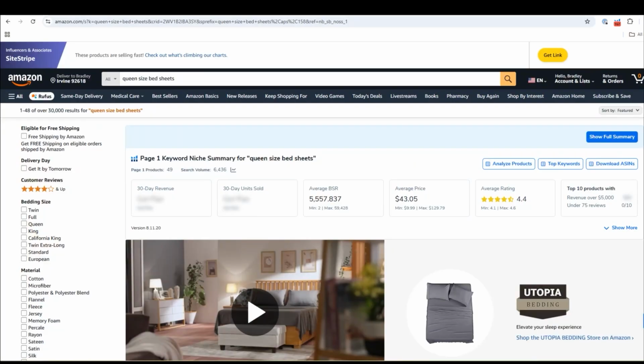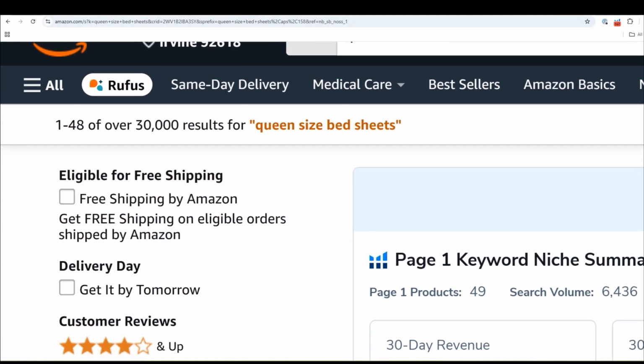Ranking is how the products are showing up in the search results, the first 7 pages. For example, remember that keyword we looked up before, queen size bed sheets. There are 7 pages or 300 listings that are ranking for it, but there are actually 30,000 products that are indexed, searchable for the keyword.